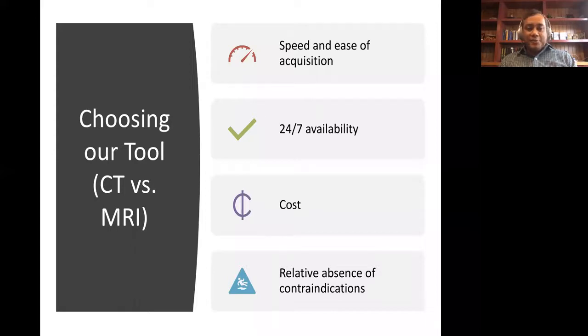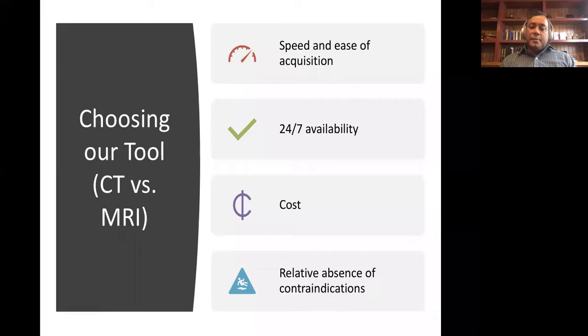So then the next question is, what tool do we choose? And I am aware that in India, there's still that use of the MRI scan. But here are, again, the principles of acute stroke imaging. It has to be fast. It has to be very easy to acquire. It should be available 24/7. The cost of acquiring a scan is important, and then the relative absence of contraindications.